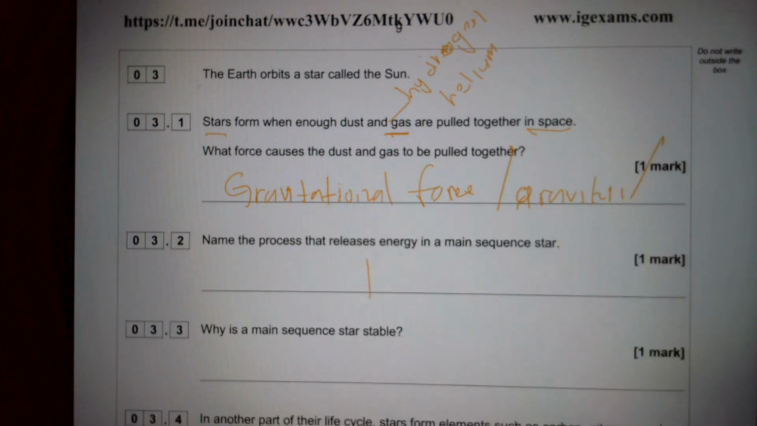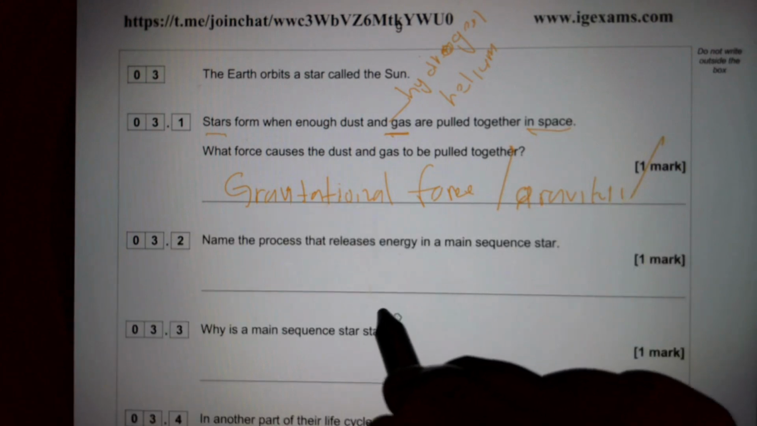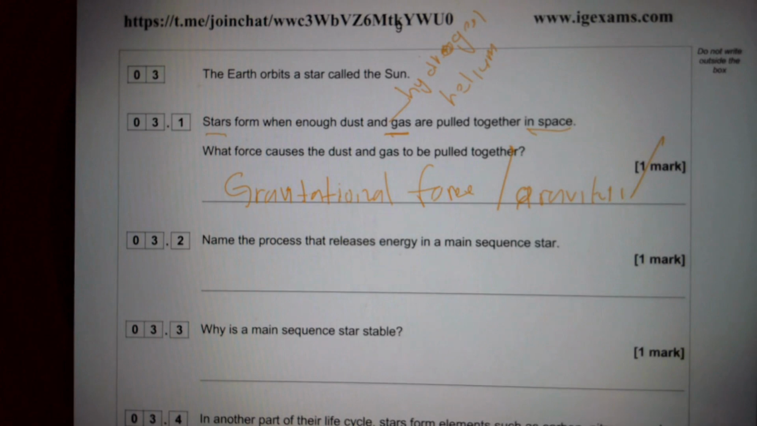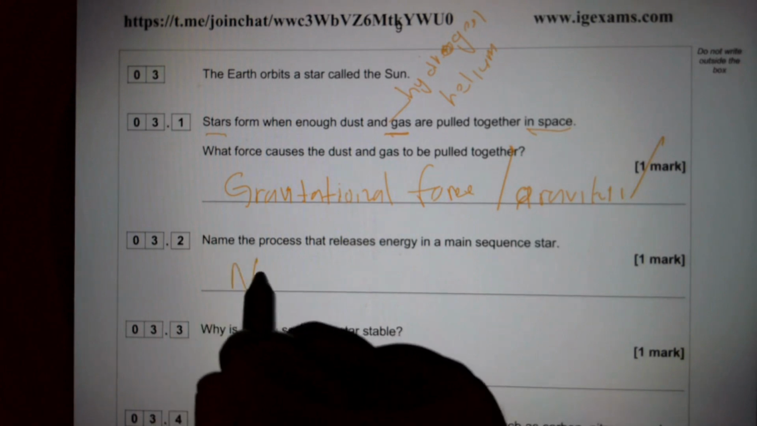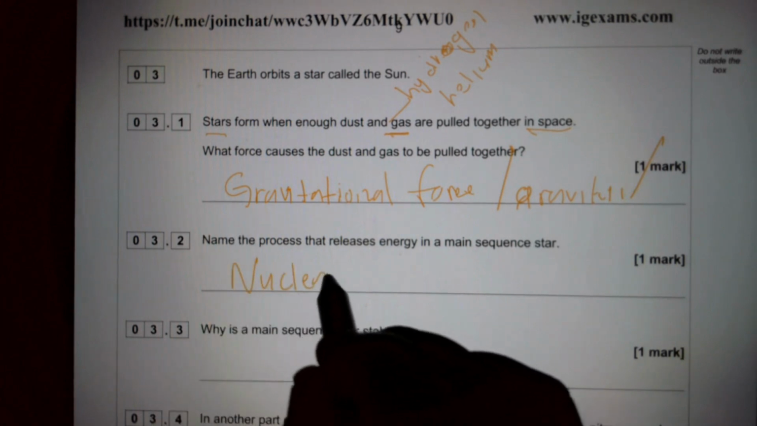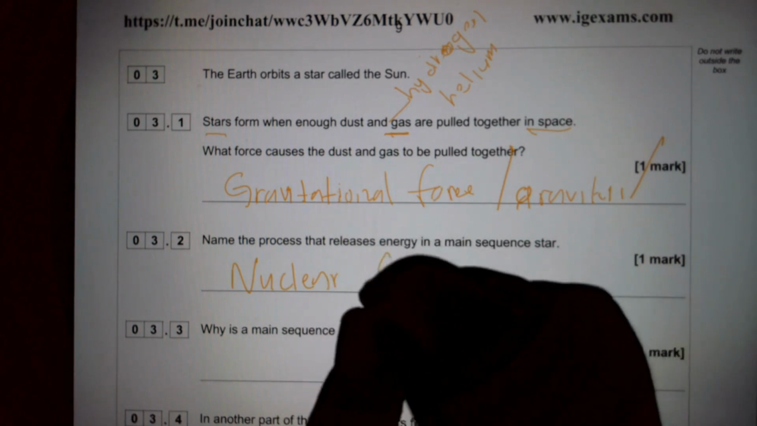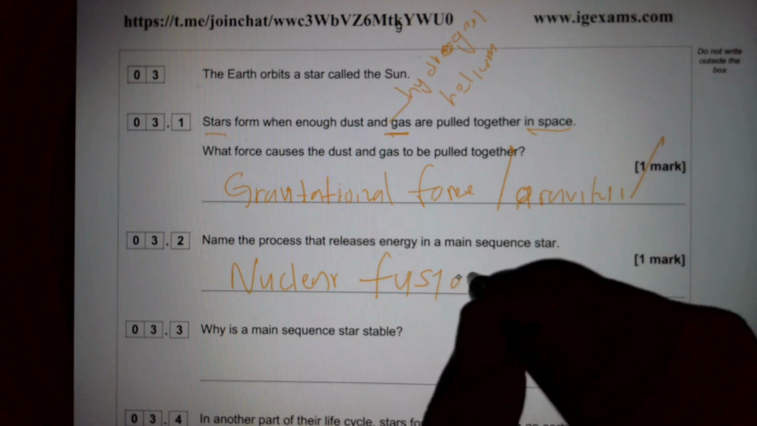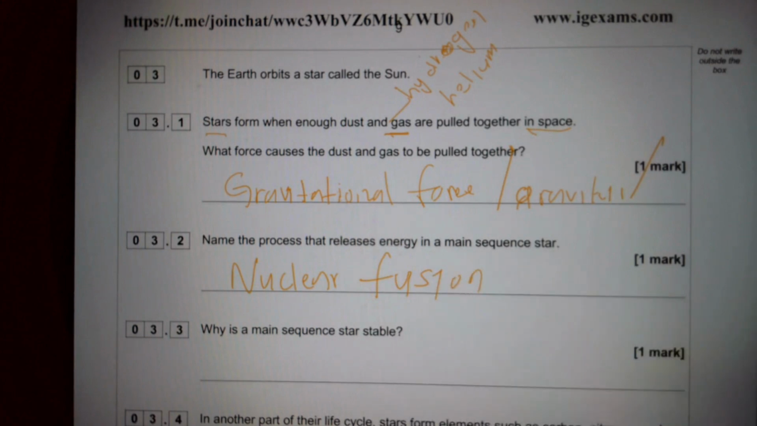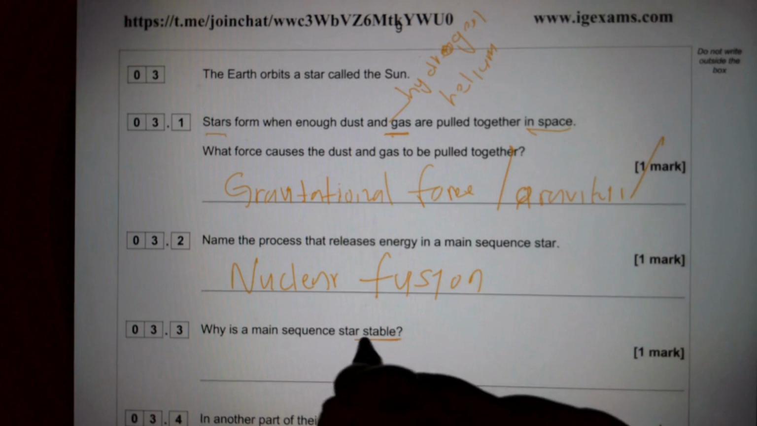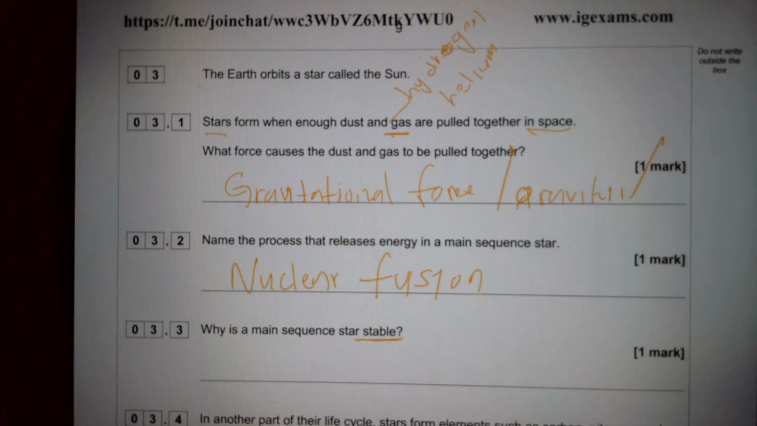Right, let me check this one. Good. Then let's continue. This one is nuclear fusion. Next question, it says, why is the main sequence star stable?